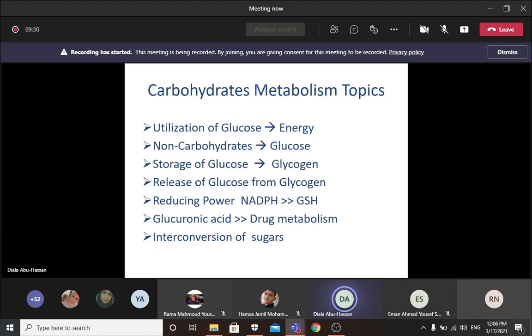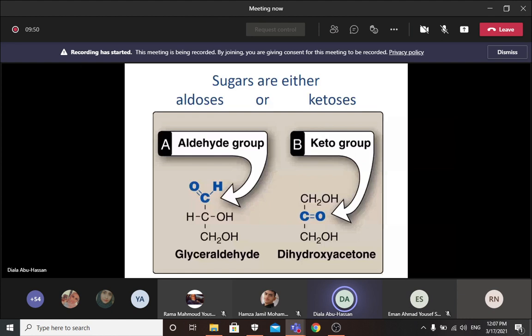We're going to discuss also the pentose phosphate pathway that is used to produce pentoses as sugars, as well as NADPH, the reducing power. And we're going to talk about the metabolism of other monosaccharides and the interconversion between different sugars. So let's start first with defining sugars.